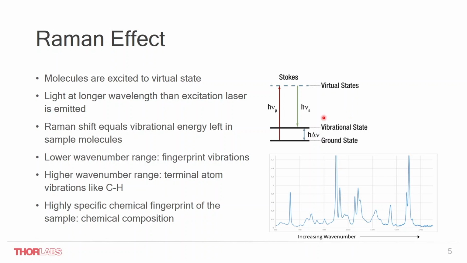A longer wavelength corresponds to lower energy. This difference is called the Raman shift and directly equals the energy of a vibrational mode in the molecule. These vibrations are very specific to each of the chemical components in your sample. This is especially true for the lower wave number spectral region, also referred to as fingerprint region. Here you'll find many vibrations of the whole molecular framework. You can see an example here to the right. The higher wave number spectral region mostly contains vibrations of terminal atoms, such as carbon-hydrogen pairs.